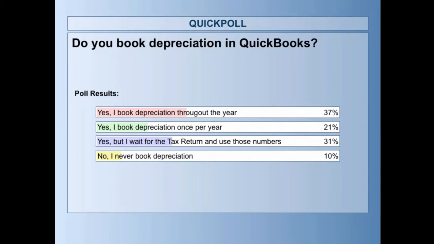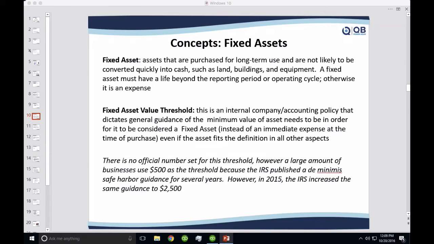Interesting, it looks like about 37% of you book it throughout the year, meaning you do monthly or quarterly journal entries. 21% of you book it once per year. And 31% of you don't book it proactively, you just wait for the tax return, take the fixed asset schedule from the tax return, and book it from there. So we have an interesting mixed crowd here. 10% don't book depreciation at all. Thank you very much for answering that.